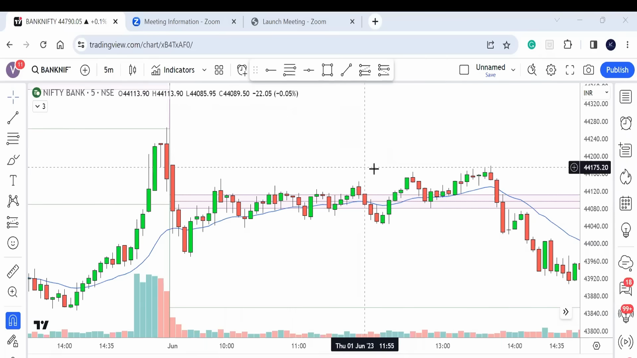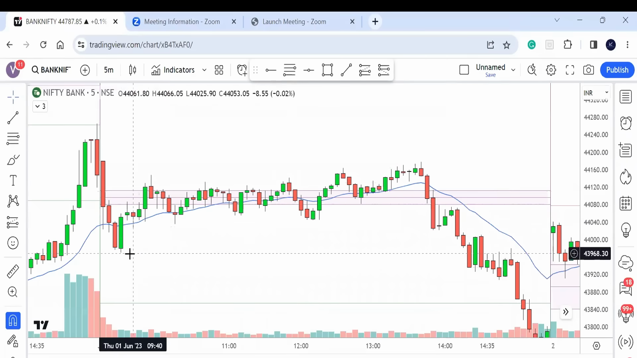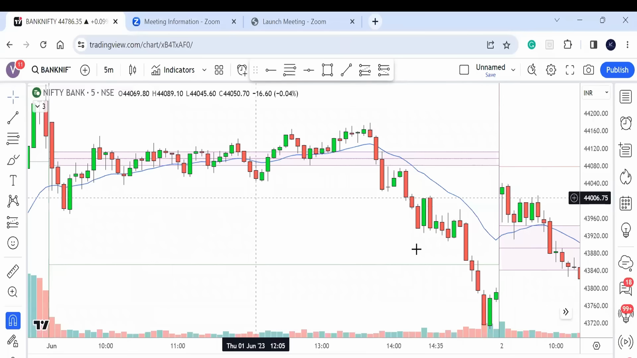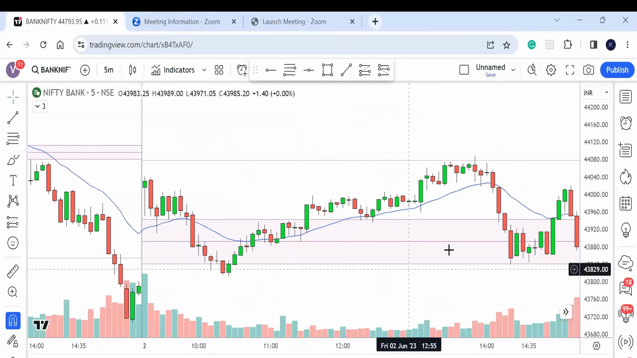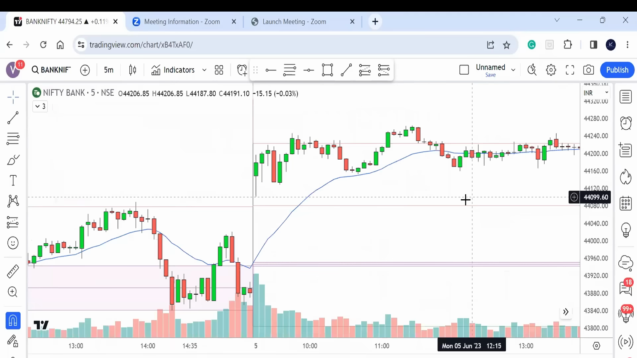Now let us do one thing. Let us go to the June month chart of Bank Nifty and let us see how many trending days we had in the entire June month. This is June 1st. June 1st was not a trending day. It's a kind of reversal day, right? And June 2nd also a reversal day, a zigzag day.